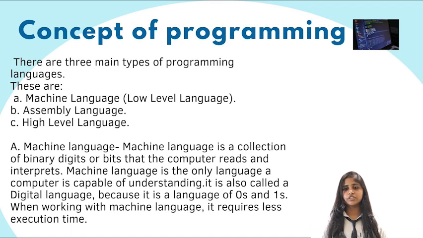First, machine language. Machine language is a collection of binary digits or bits that the computer reads and interprets. Machine language is the only language a computer is capable of understanding. It is also called a digital language because it is a language of 0s and 1s. When working with machine language, it requires less execution time.